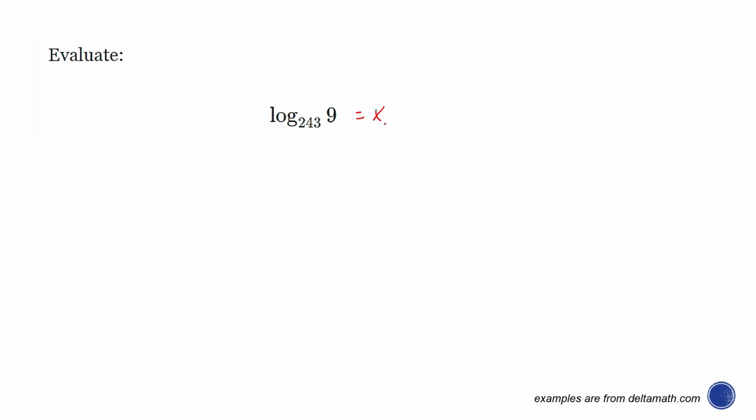Let's see. This will be 243 raised to x equals 9. Now, here we need to express 243 as a base of 9 if we can do that. The question here is, can we express 243 as a base of 9? I don't think so, because 9 squared is already 81 and 9 raised to 3 is 729. But we can express 9 as a base of 3, and we can express 243 as a base of 3. So 9 is equal to 3 squared, and 243 is the same as 3 raised to 5.